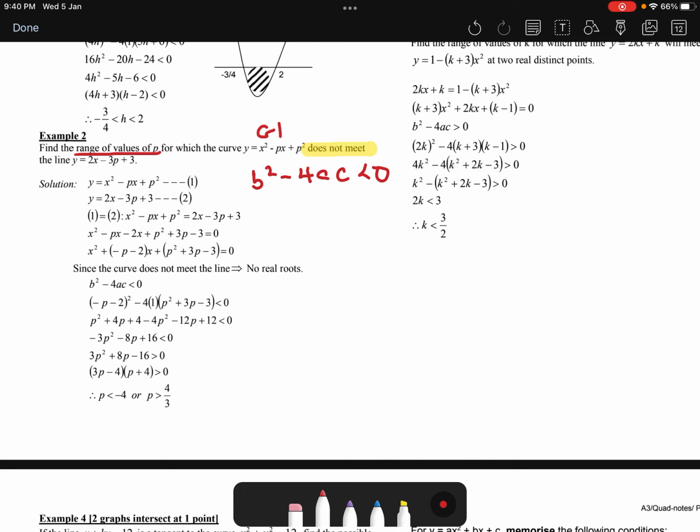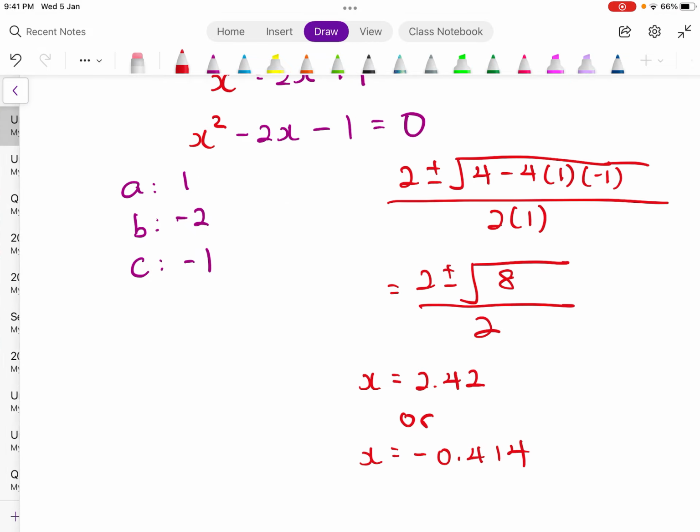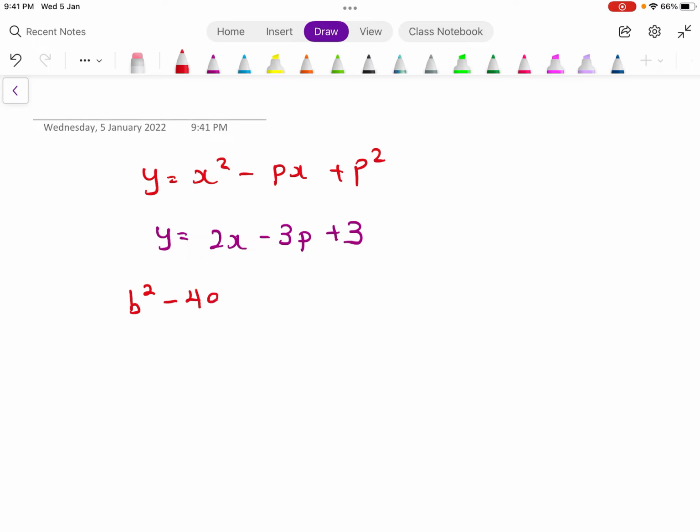Alright, the next thing that I need to take note of, let me just write down first. So I have two graphs, y equal to x squared minus px plus p squared. This graph does not meet y equal to 2x minus 3p plus 3. So I have graph number 1 and graph number 2. First thing first, I also always write down the condition, b squared minus 4ac less than 0.